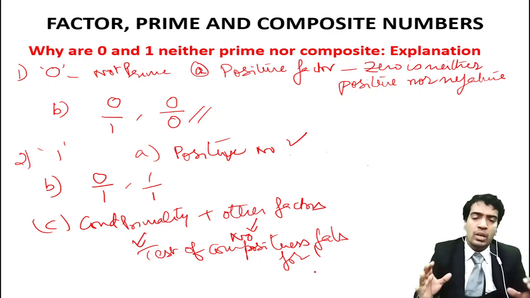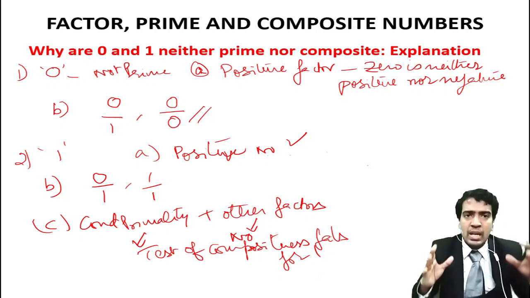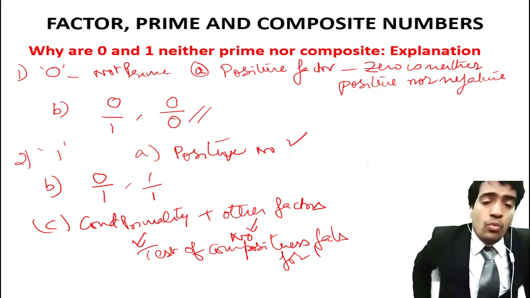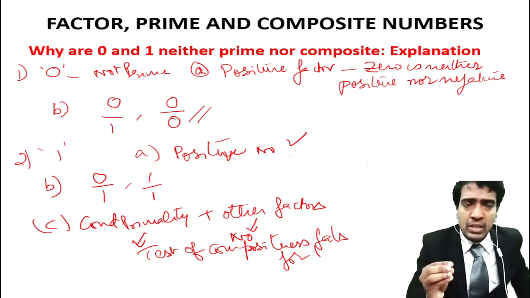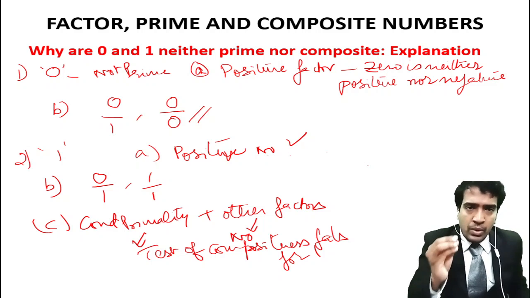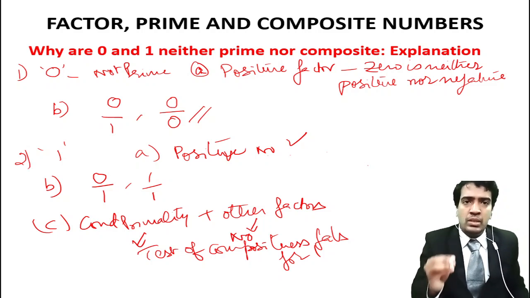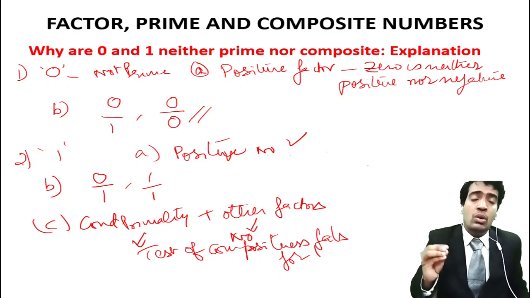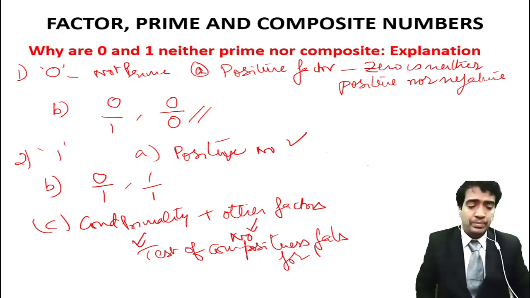We hope you understood the concept of why 0 and 1 are not prime or composite. We will also discuss the same from the standpoint of the fundamental theorem of mathematics in a short while. There we will see why 1 and 0 are not composite.